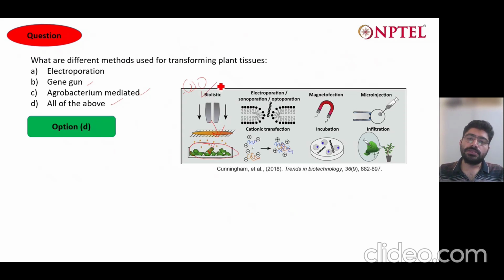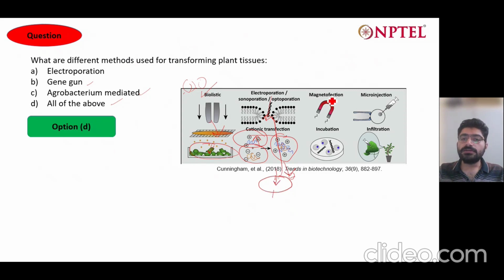Okay, so this is the gene gun. Then electroporation, sonoporation, or optoporation: in this case, we try to create pores in the plant cell wall, and after that, the DNA enters into the cell. And this is cationic transfection. We bind the DNA, which is a negatively charged molecule, with a positively charged molecule. And as we know, the cells have a negative charge. So the combination of positive and negative charges will attract each other, followed by a combination of electroporation or heat shock, which will create pores in the plant cells.